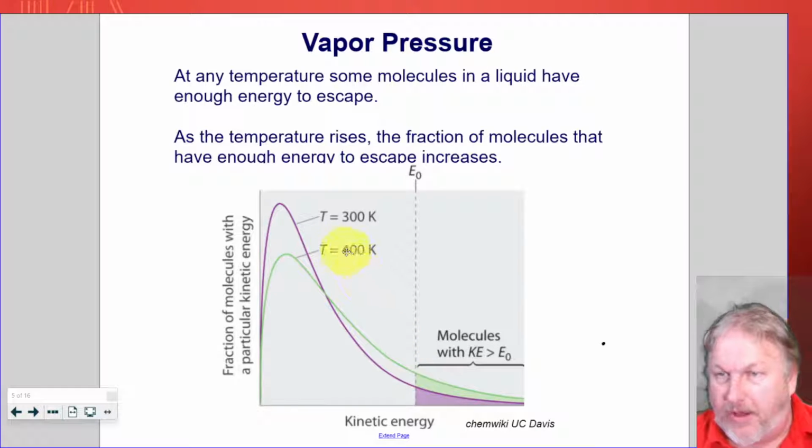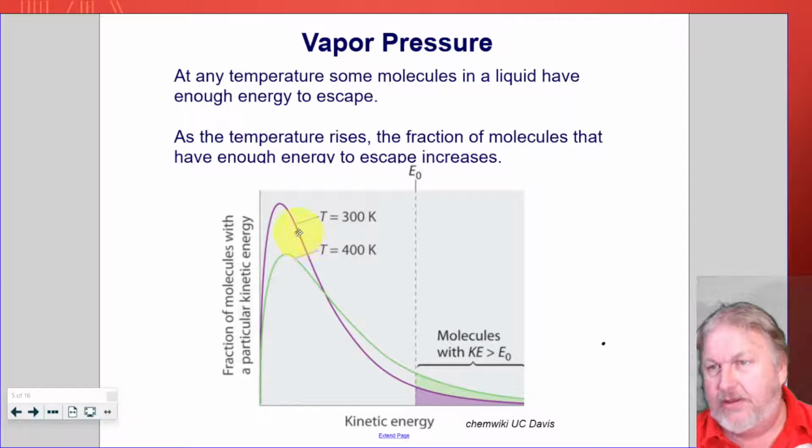So the purple line is at 300 degrees K. The green one is 100 degrees more, and you can see that, okay, it's a little lower, but I've actually increased the number of molecules that have enough energy to escape the surface of that liquid.